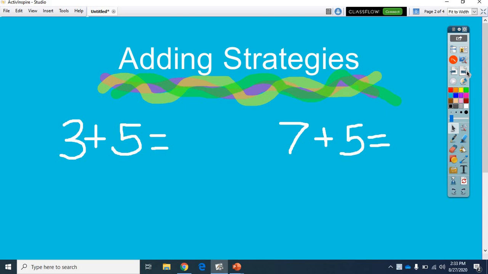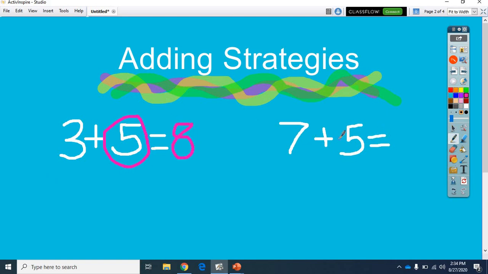Alright, the first thing we talked about was how we should add simple addition problems. The first strategy we talked about was just the count it up strategy, which remember is where you put that big number in your head, and then you're going to count up the next number. So like 5 would go in our head, and we would count up 3 more. So 5, 6, 7, 8. Our answer is 8.